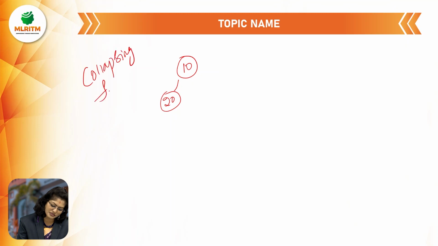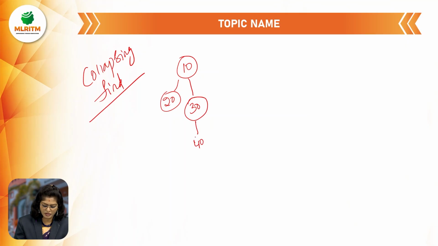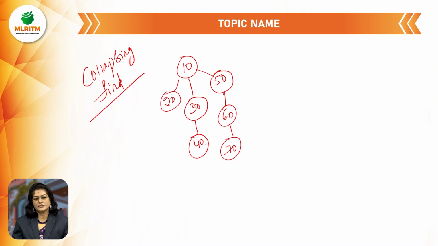Collapsing find, the last and final word. 20, 30, 40, 50, 60, 70. So this is what the diagram for the collapsing find looks like. As the name implies, collapse find.